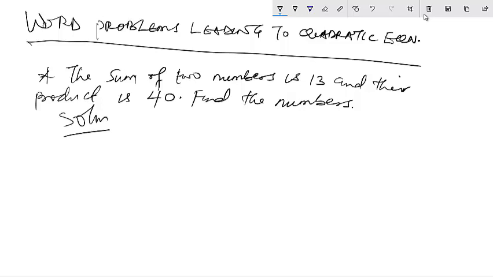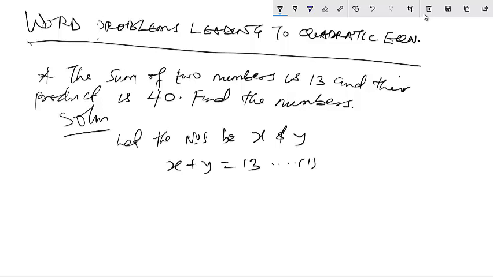Solution. The sum of two numbers is 13 and their product is 40. So let the numbers be x and y. The first one says the sum of the numbers is 13, which means x plus y is 13. First equation. The second one says their product is 40: x multiplied by y is equal to 40, which translates to xy equals 40. Equation 2. Then we solve this equation and this equation simultaneously.